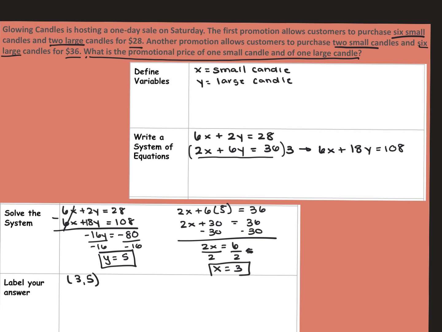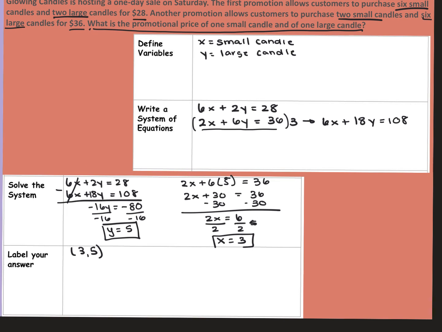All right. So it's saying, what is the promotional price of a small candle and of one large candle. All right, so we know that a small candle costs $3 and a large candle costs $5. All right, so that concludes our lesson on systems of equations word problems.